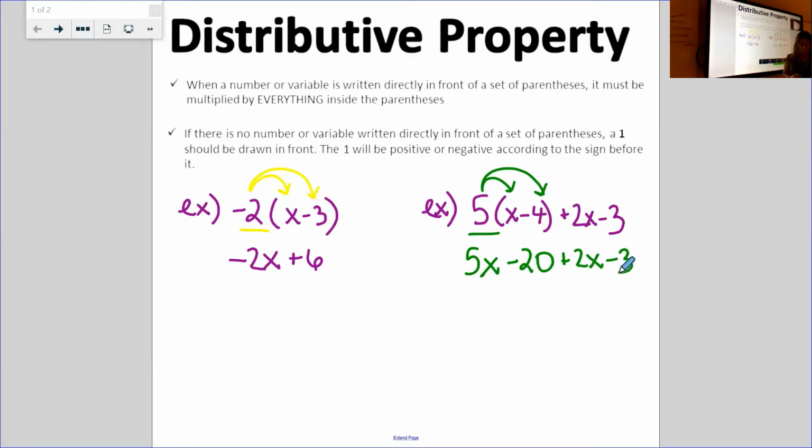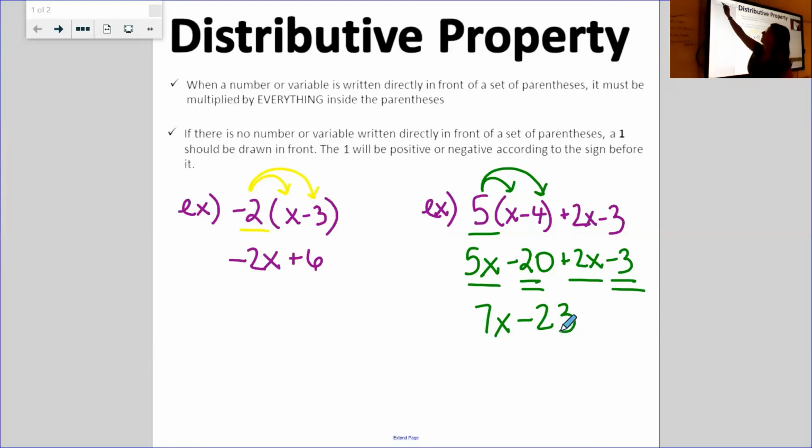And I go back to yesterday's lesson and I add like terms. Okay, so next strategy I'm going to use is underlining. So I'm going to underline the things that are alike. And in this case, we have 5x and 2x, giving me 7x. And then I'm going to double underline the constants. And we have -20 and -3, giving me -23.